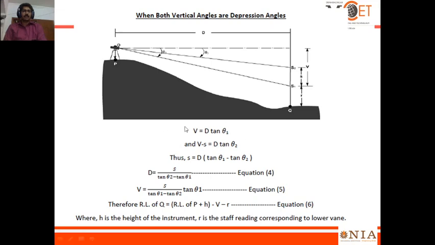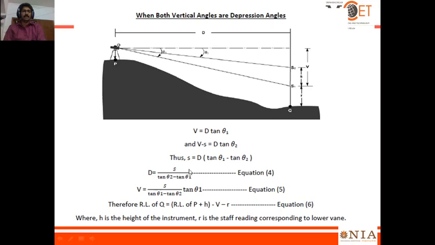So in this case, again the triangle principle only we are using. With respect to theta 1, V is equal to D tan theta 1, and with respect to theta 2, see, V minus S has to be done for this triangle, right? So V minus S equals D tan theta 2. So by equating both, you will obtain S is equal to D into tan theta 1 minus tan theta 2.